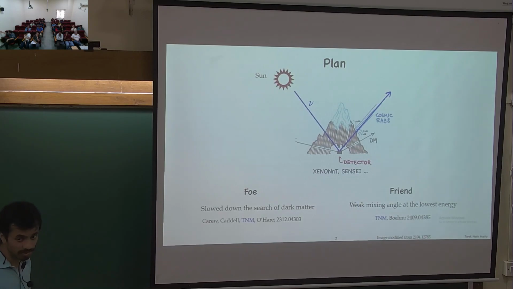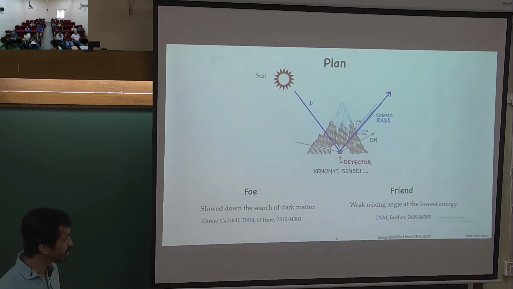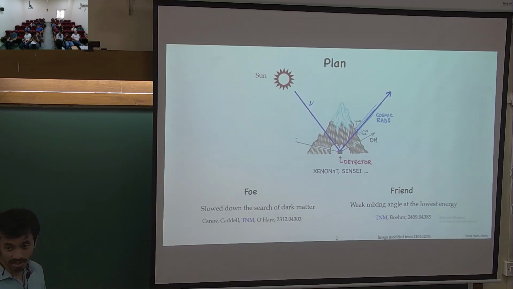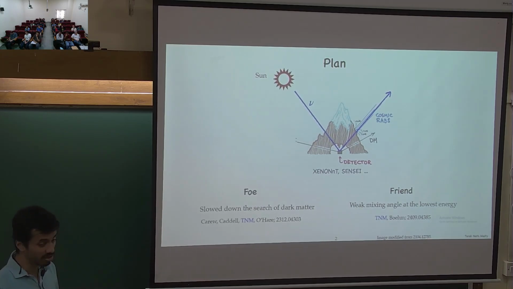So this is sort of the plan. I've told it briefly. Essentially, we try to look for dark matter. We put some detector underground so that we get rid of other backgrounds like cosmic rays. And our expectation is that dark matter comes, hits the detector, produces some recoil, and you try to observe it.